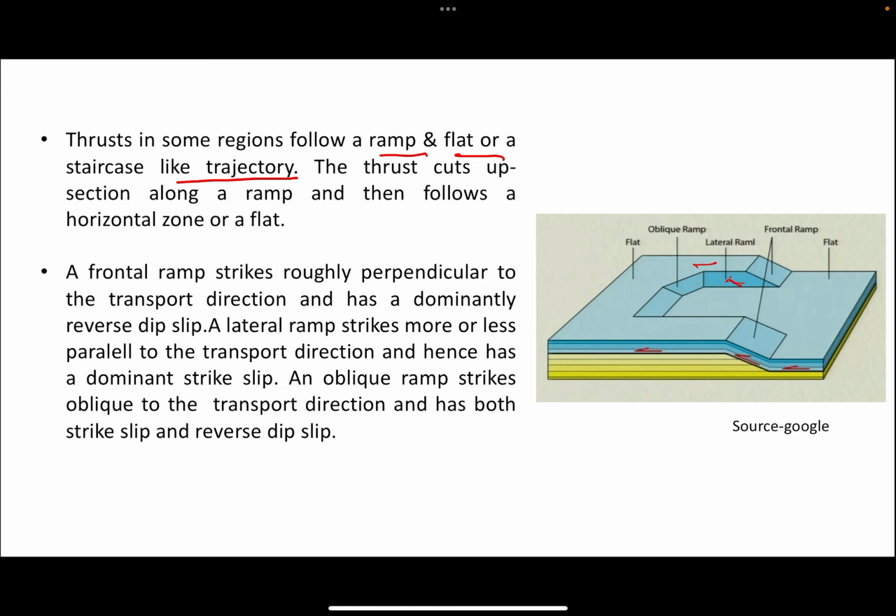The thrust cuts up section along the ramp and follows the horizontal flat. The frontal ramp strikes perpendicular to the transport direction, and is dominantly reverse dip slip. A lateral ramp strikes more or less parallel to the transport direction. In this diagram you can see that, and hence it is dominantly strike slip. An oblique ramp has both strike slip and dip slip.